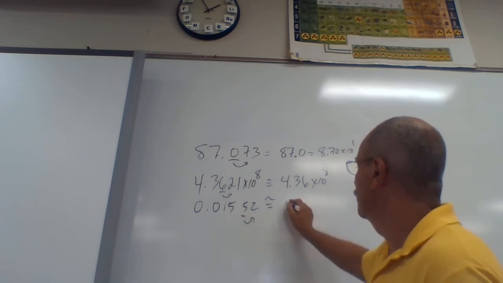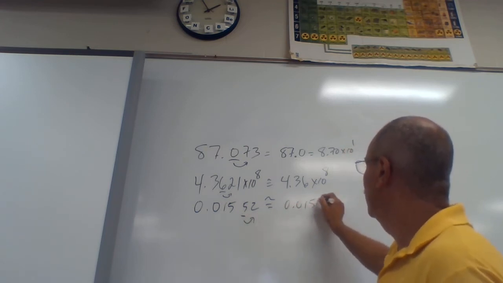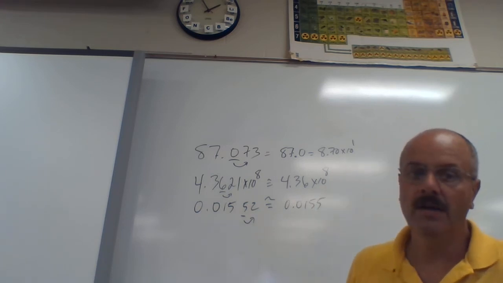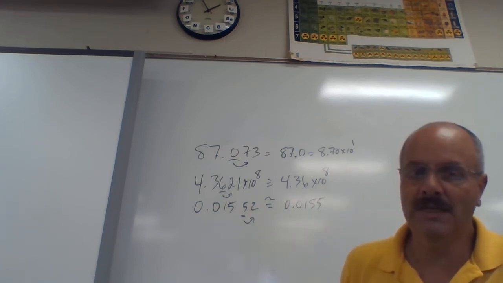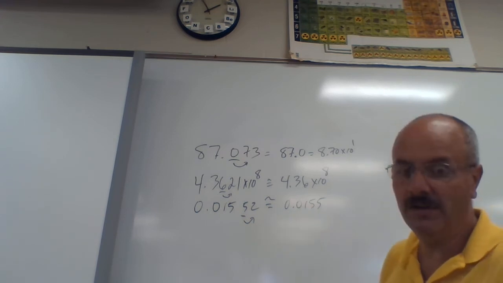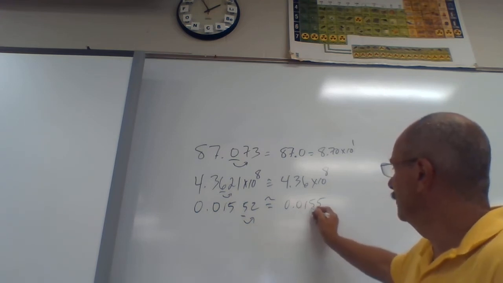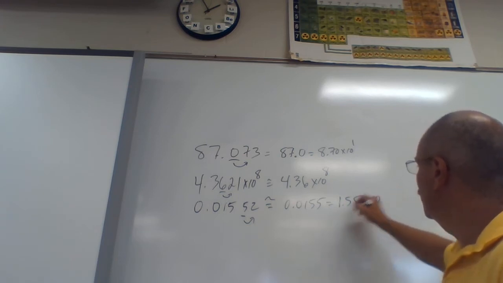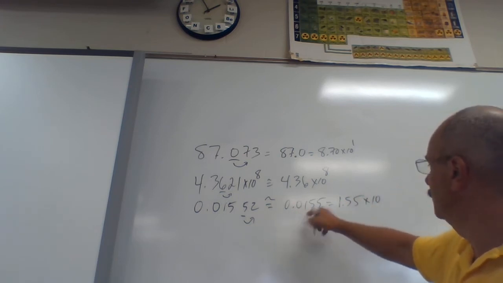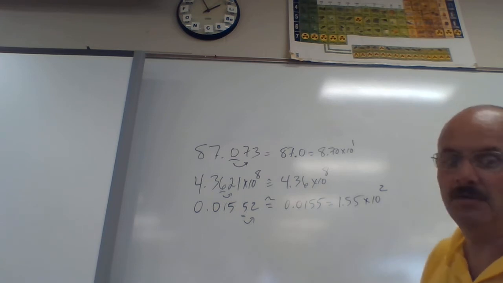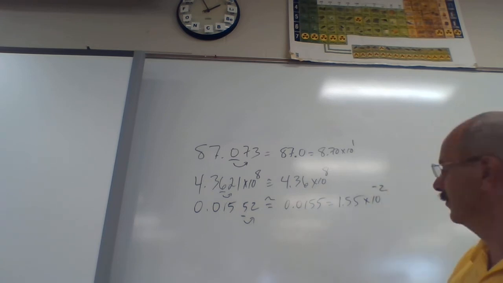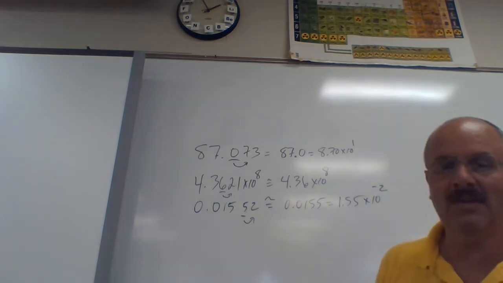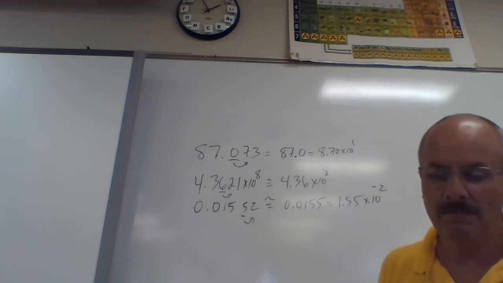So when I round this thing off, we're going to get 0.0155. Okay. Now I got to write this thing in scientific notation. I need this 1 out in front of the decimal, so I'm going to bump this decimal over so I get 1.55 times 10. How many places did I jump? 1, 2. And that number was way smaller than 1, so it's negative. So it was 1.55 times 10 to the negative second.